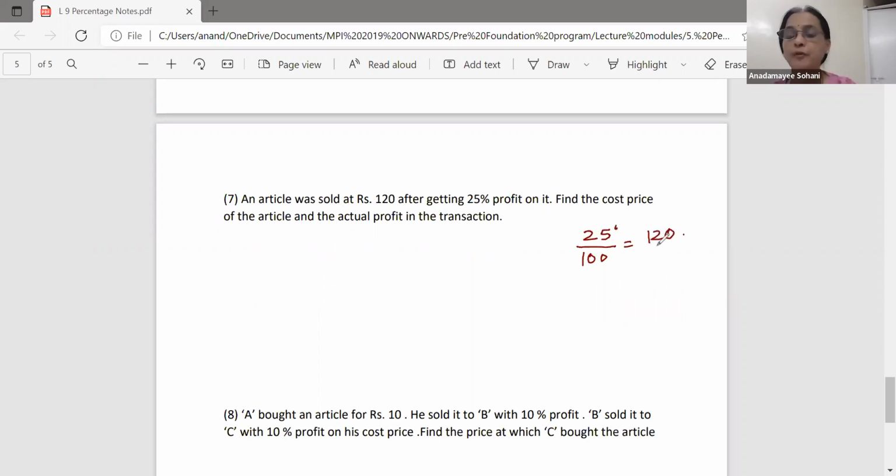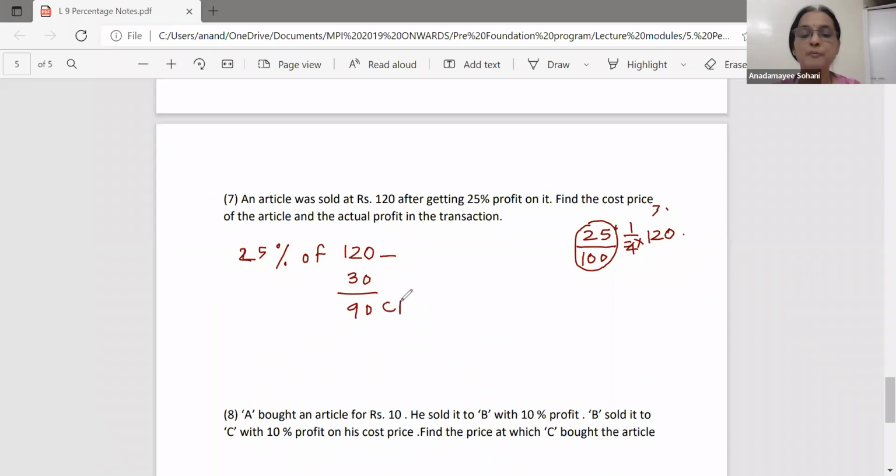1/4 of 120 will be 30. Just now I said 25% is 1/4, so 1/4 of 120 is 30. If I subtract 25% of 120 from 120, please understand that children do this. They will find 25% of the sale price and subtract it from 120. I will get 90 as the cost price, which is wrong.